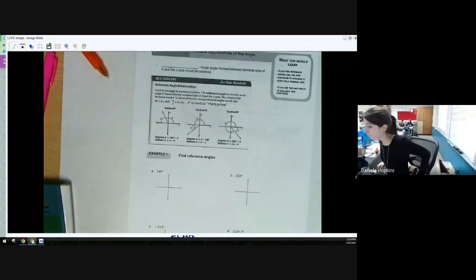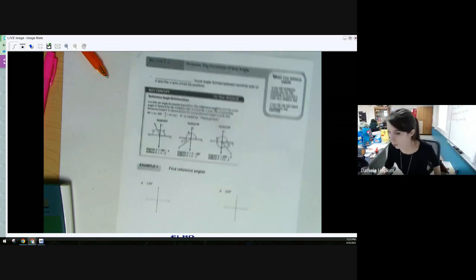All right, so today what I want you to be able to do is that we're going to talk about something called reference angles, and you'll be able to find reference angles today. And then the other thing that you'll be able to do is use points on a terminal side to evaluate trig functions. Okay, those are the two things we're going to do.